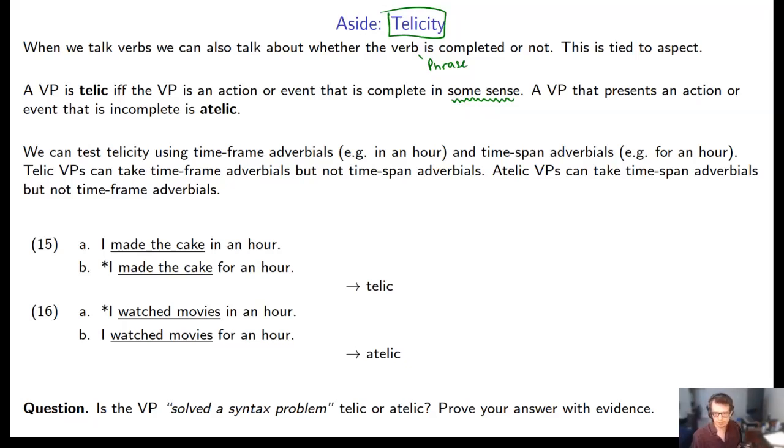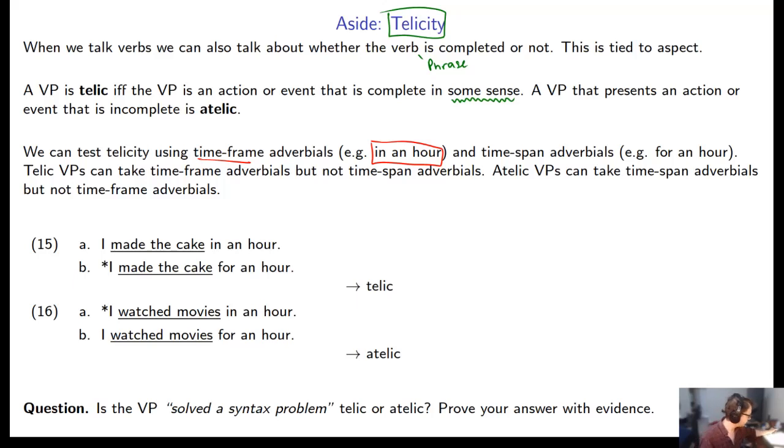So telicity can be tested using what are called time frame adverbials versus time span adverbials. Time frame adverbials are adverbials like in an hour. So these are things that you can do within a time frame. So within this hour, I've completed this action. Like when you complete something, you do it within a time frame.